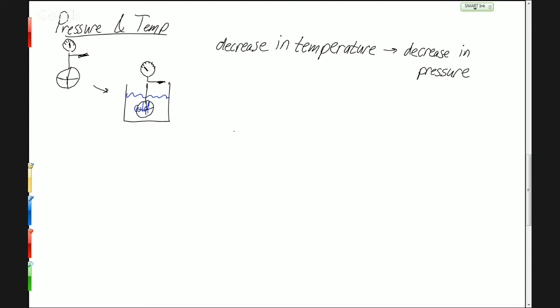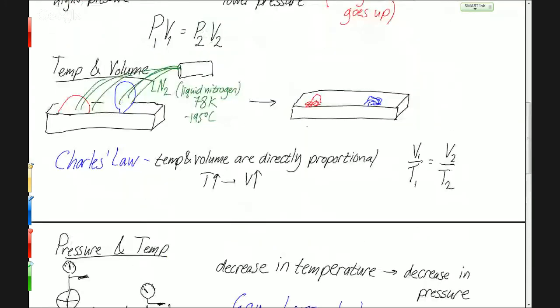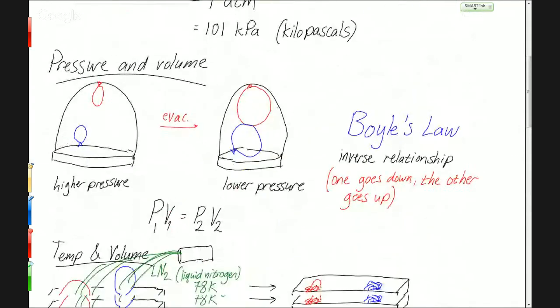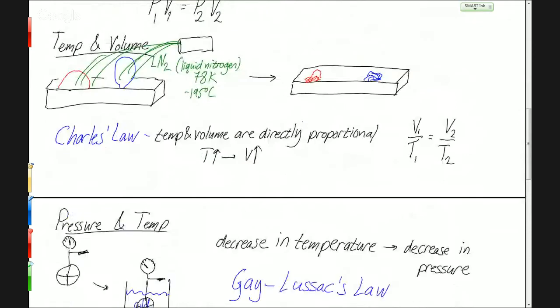All right, so that's our three relationships. This one, by the way, is known as Gay-Lussac's law. But the important thing you need to know is these relationships. So you need to know what happens when one of them changes. What does the other one do?